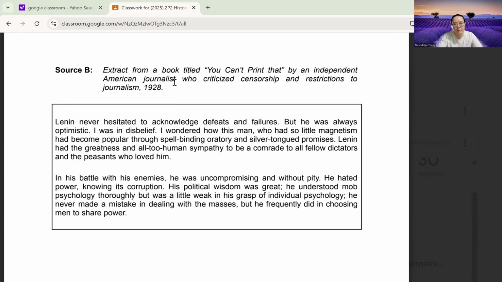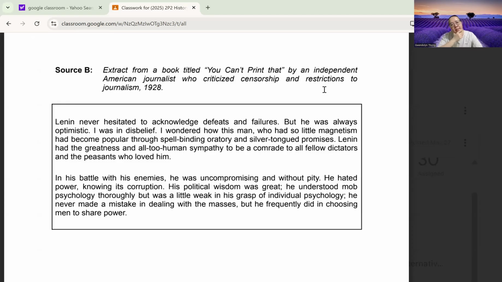I just know that Americans tend not to like the Russians very much. And you don't even know if You Can't Print That is solely about censorship and restrictions in Russia, or the Soviet Union, or is it censorship and restrictions in general? So all these are basically gaps in our knowledge that we need to try to reconcile later on. But let's just look at the source right now.